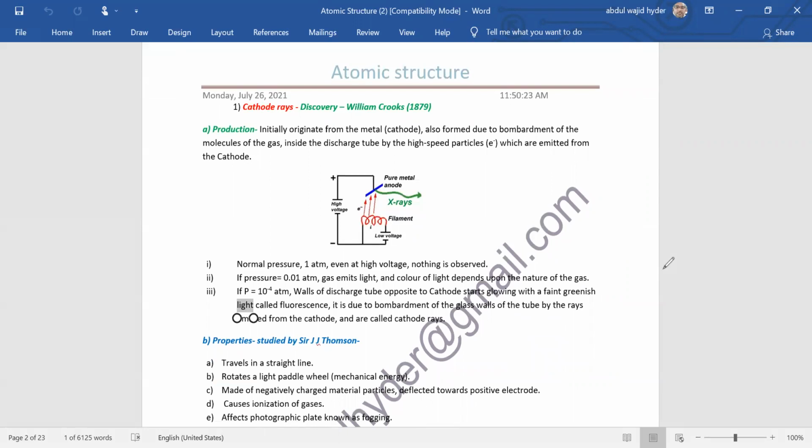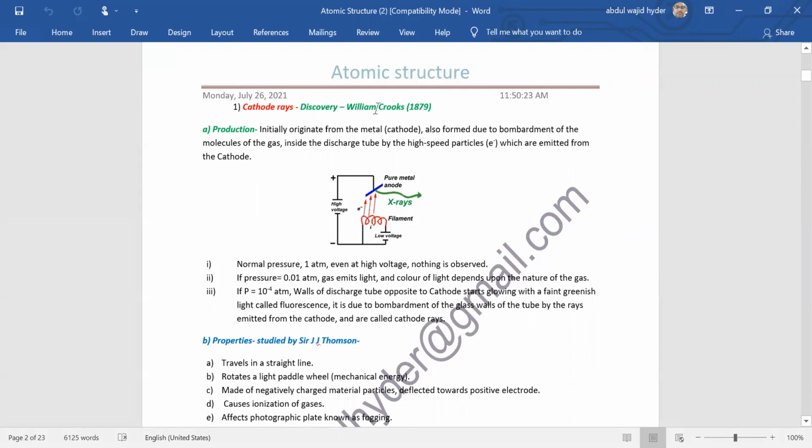and at normal pressure, that is 1 atm, what will be the observation? Nothing will be observed. And if pressure is 0.01 atm, then gas emits, and color of light depends upon the nature of the gas. And at 10 to the power minus 4 atm pressure, walls of discharge tube opposite to cathode rays starts glowing. So this all we have done.